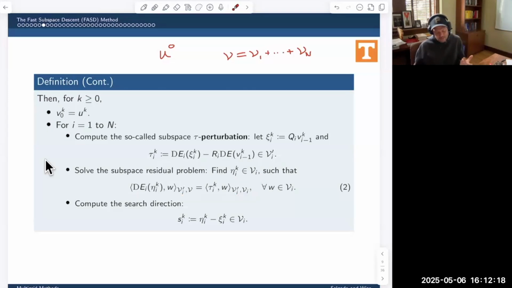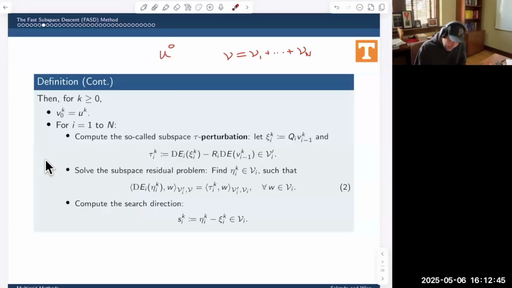You can think about this problem as just being a weak form problem as usual. Of course, in finite dimensions, we can convert this into a nonlinear problem or a matrix problem, something in finite dimensions. Now, there's the tau perturbation. This thing is bound up in this operator here. So this is in general some nonlinear operator because EI is not quadratic.